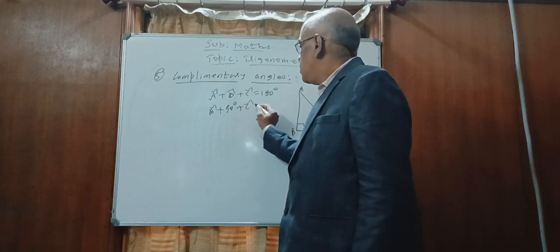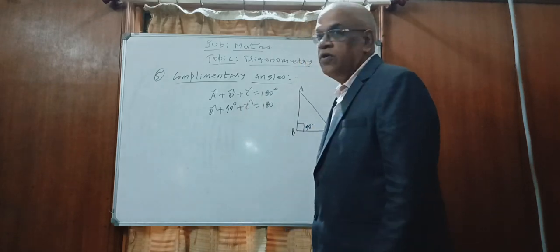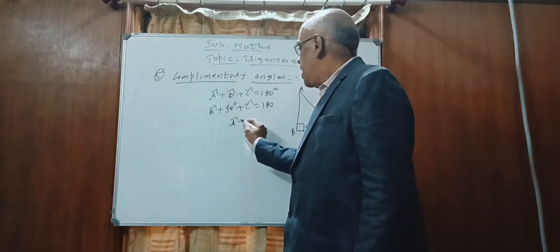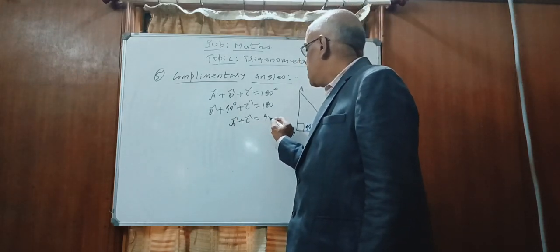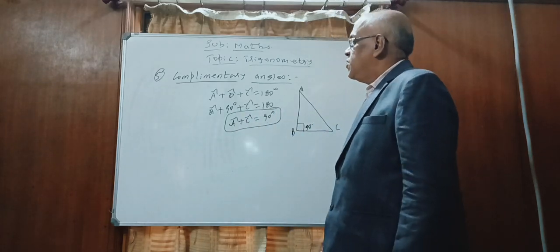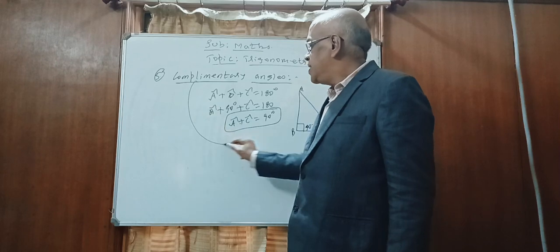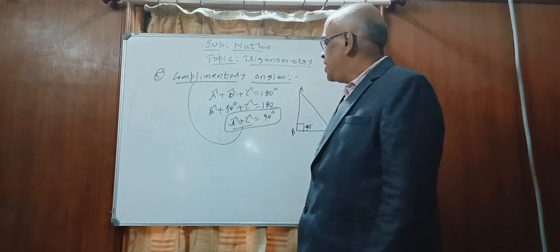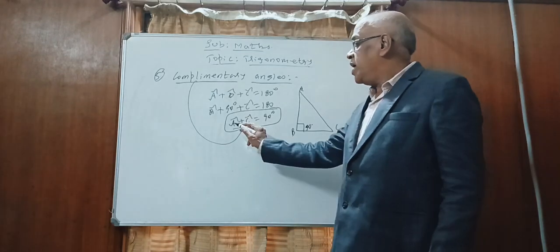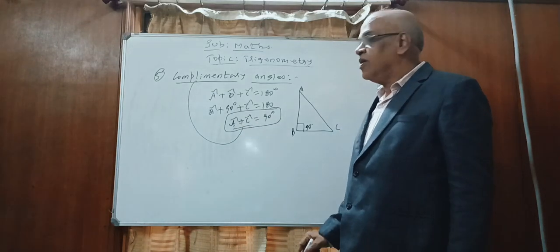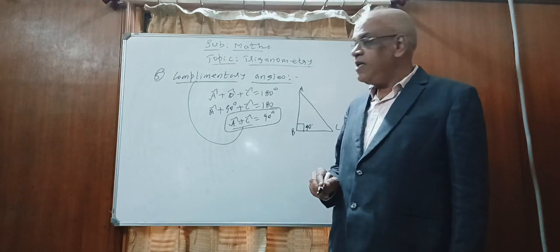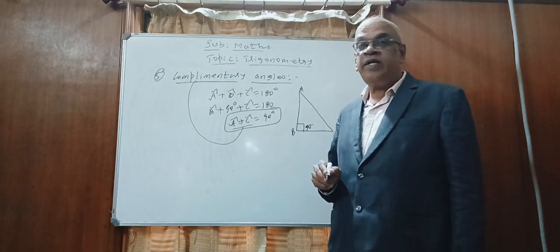What is the value of angle A? We don't know. What is the value of angle C? We don't know. Bring plus 90 to this side. What will happen? Angle A plus angle C is equal to 90 degrees. A and C are complementary angles. What are complementary angles? A and C, which add up to 90 degrees, are called complementary angles. Two angles that add up to 90 degrees are called complementary angles, or if the sum of two angles is 90 degrees, then both angles are called complementary angles.